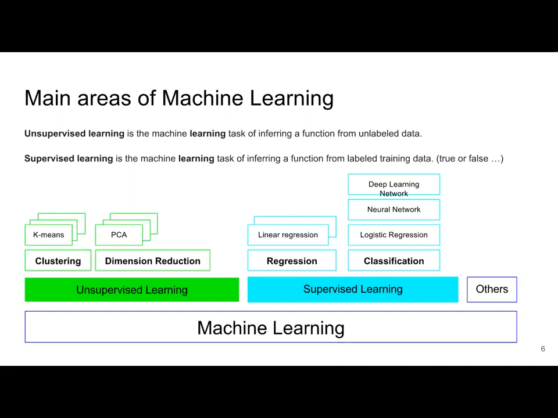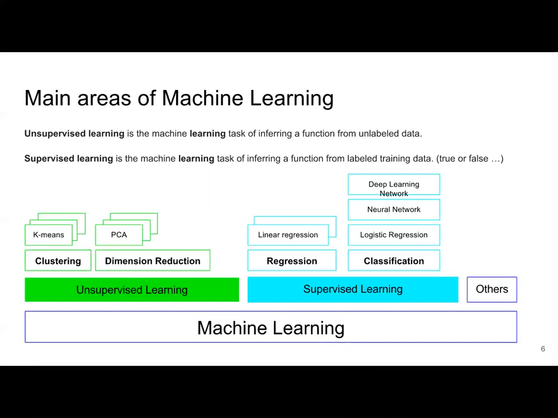Okay, so we now know what machine learning is. Main areas of machine learning. I think the two most important areas of machine learning are unsupervised learning and supervised learning. Unsupervised learning is where a machine learns tasks from unlabeled data. No one tells you which is wrong, which is correct. Supervised learning is the other way around. You learn from labeled data. You know what is correct and what is not.